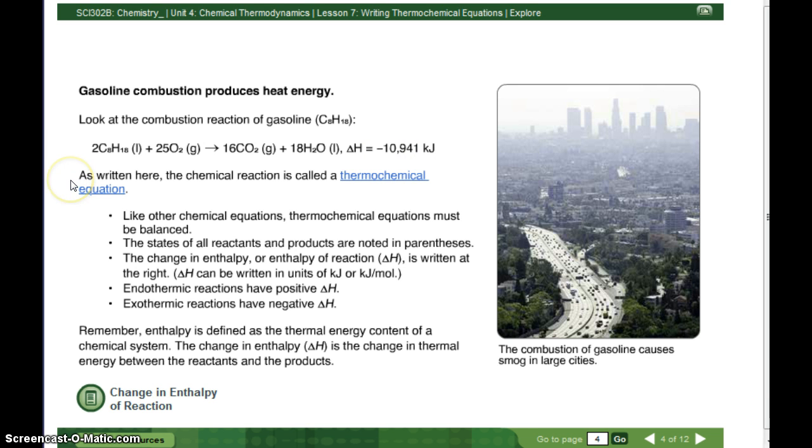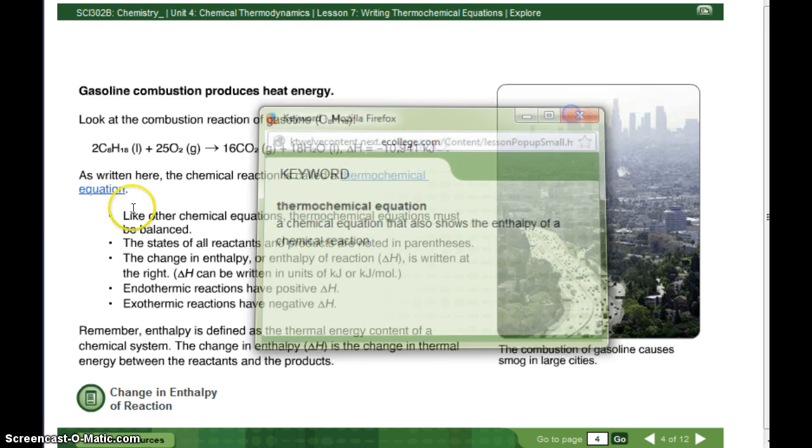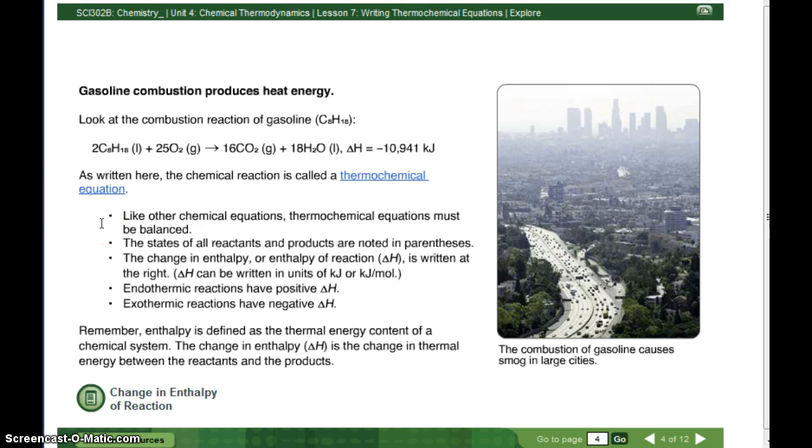As written here, the chemical reaction is called a thermochemical equation. A thermochemical equation is a chemical equation that also shows the enthalpy of a chemical reaction. Like other chemical equations, thermochemical equations must be balanced. So when I read it, I made sure to talk about the 2 and the 25. We had to balance it out. On both sides, there are 50 oxygen: 18 of them are part of water on this side, and 32 of them are part of carbon dioxide.